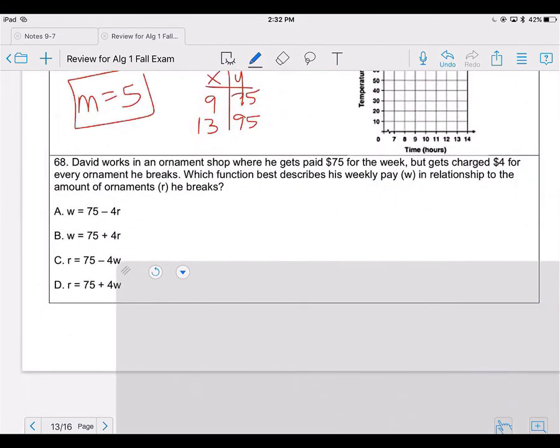68 says that David works in an ornament shop where he gets paid $75 for the week, but is charged $4 for every ornament he breaks. Which function best describes his weekly pay, W, in relationship to the amount of ornaments, R, he breaks? So his weekly pay starts out at 75, but he loses $4 per ornament that he breaks. So that would be answer choice A.